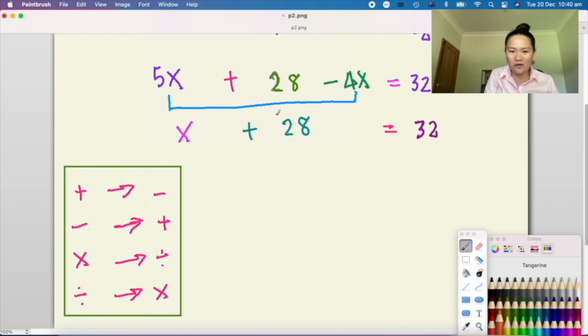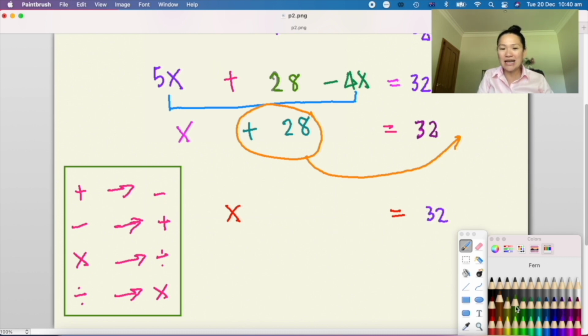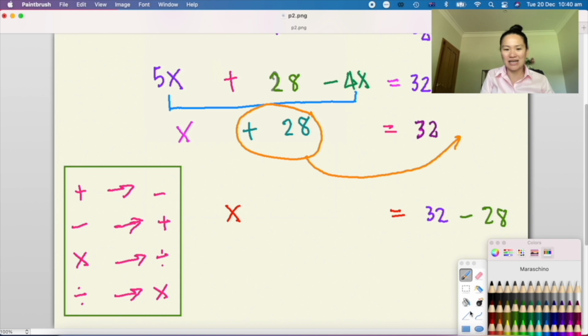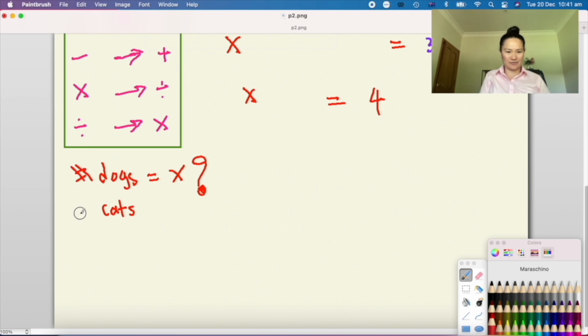I want to move positive 28 to the other side of the equation. I know that x plus 28 equals 32. Plus 28 turns to be minus 28. So it means my x, or number of dogs, equals 4. Yes, that's it. Again, you want to find the number of dogs, which is equal to x. We found it already. And the number of cats is equal to 7 minus x.